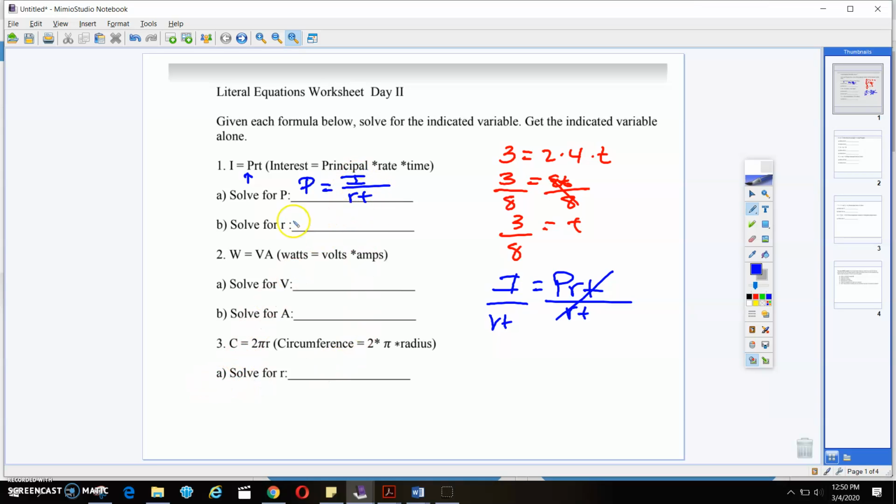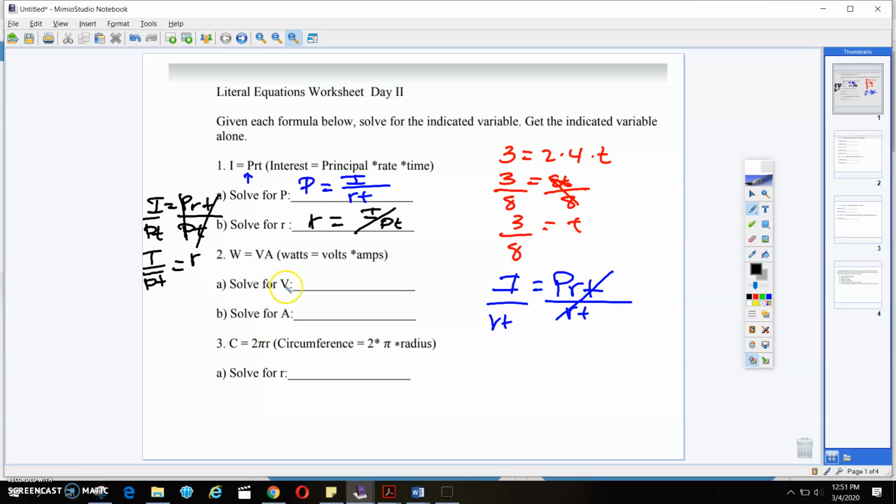Go ahead and take a second and try to solve for r. Okay? So if you take the original equation right here, you've got I equals p times r times t, and you're trying to solve for r. So you're going to divide by pt on both sides, and that's going to give you r equals I divided by pt. Okay?